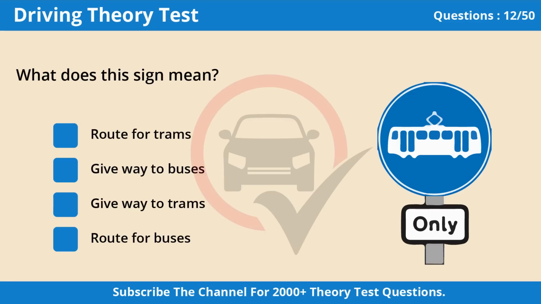Question 12. What does this sign mean? A. Route for trams. B. Give way to buses. C. Give way to trams. D. Route for buses.